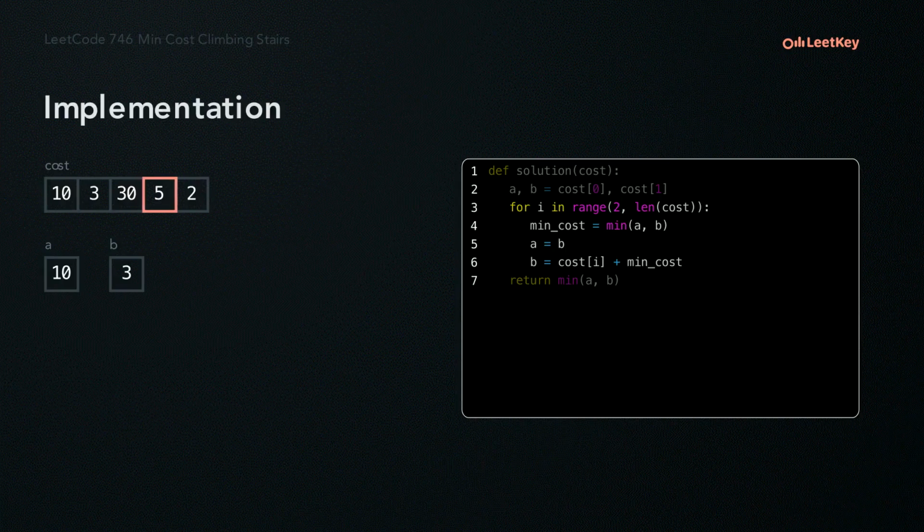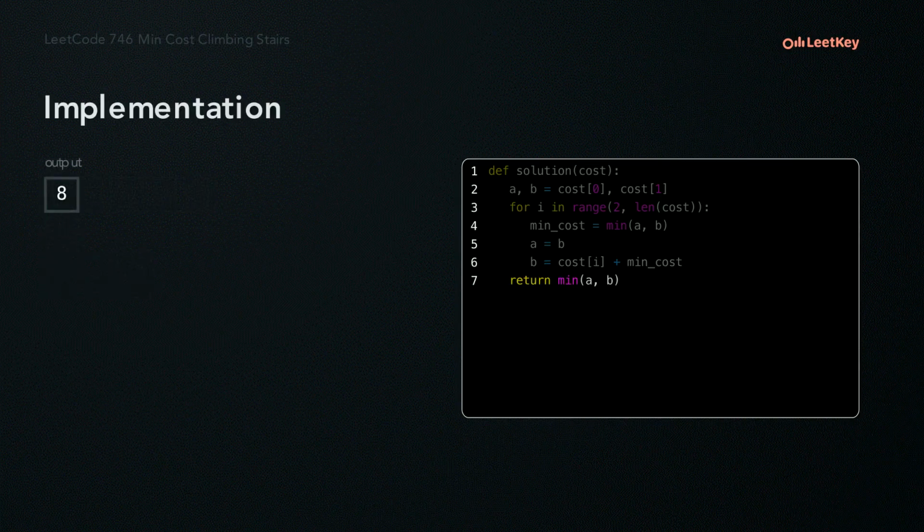We loop over the remaining items in the array to compare costs. For each step, find the minimum cost of moving up 1 or 2 steps. Then assign the current step to the previous, and then update the cost of the current to include the running minimum. We continue this until we reach the end of the array. When the loop ends, we return the cheaper of the two paths.